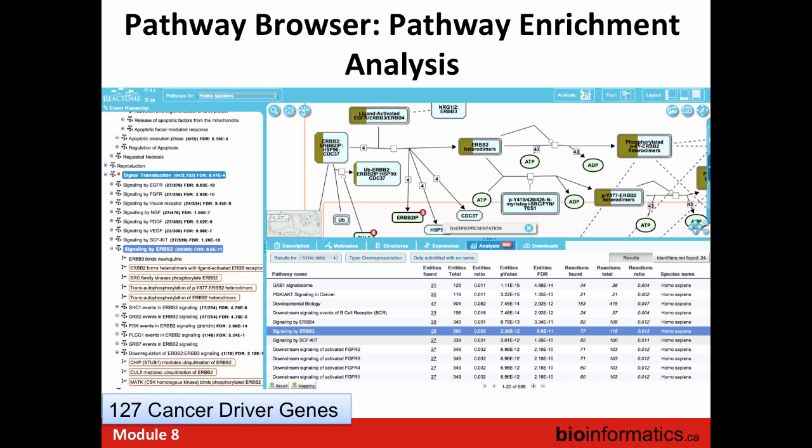And as you click on an element in the left panel, you see on the right here there's a diagram. Now the elements in this diagram are colored white. And the colored vertical bars that you see tell me that a component of a particular complex, there are molecular complexes within this diagram, is part of this 127 cancer gene list that I presented earlier. So this is a way to visualize your enrichment analysis results, if you're interested in seeing which pathways are enriched within your data set.